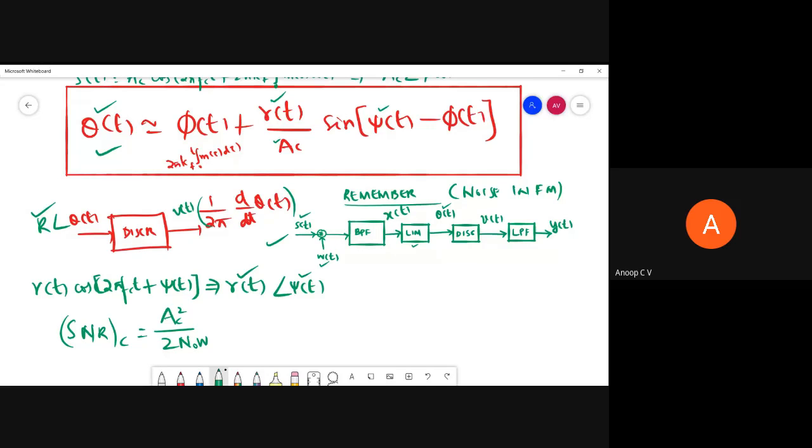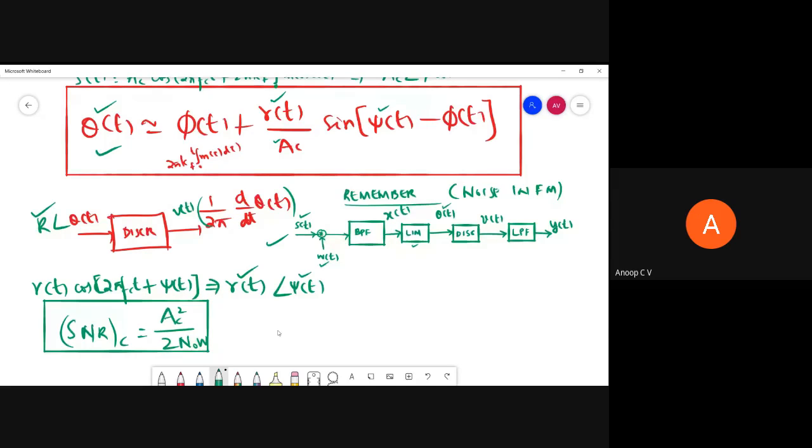Can anyone cross verify whether it is correct? Channel SNR. It's correct, yes, right, sir. AC square by 2 is the power of S of t, and N naught W is the noise power within a bandwidth of the message, right. So these results we already have.